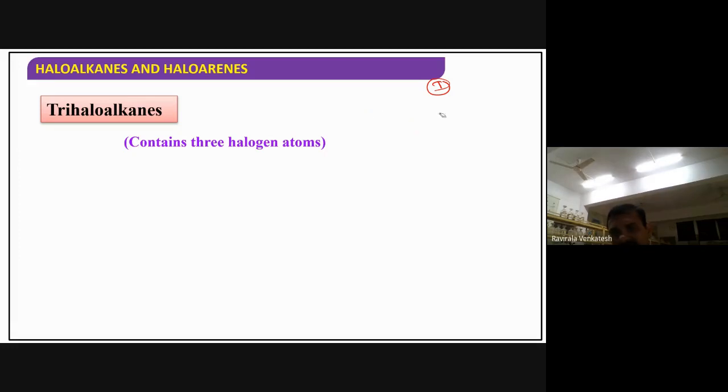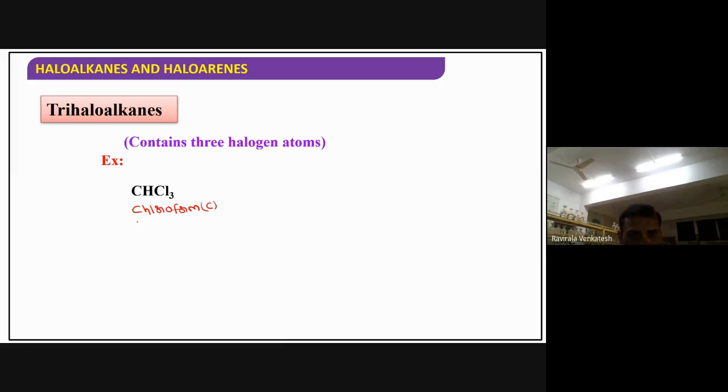CCl3 like this, CHCl3 is chloroform. This is a very important chemical. It is chloroform. Anesthetic agent, we generally use chloroform. If I write iodines here, iodoform. All are iodines, iodoform. All are bromines, bromoform. All are fluorines, fluoroform. So this comes under trihaloalkanes, and this is the common name.